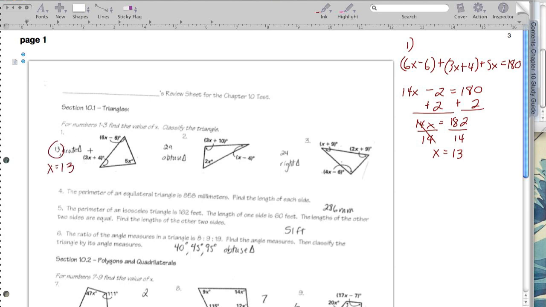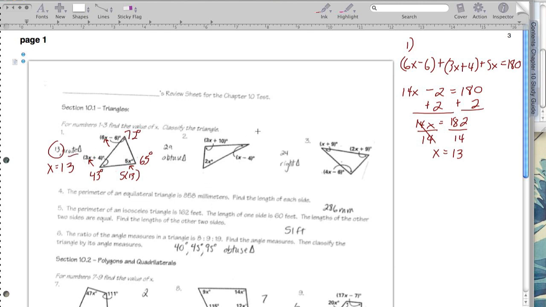Now they also want us to classify the triangle, so that means I'm going to have to substitute 13 in for x in each of these angles. So I'm going to substitute 13 in here. 5 times 13, and that's going to give me 65. So this angle is 65 degrees. This is going to be 6 times 13, and then minus 6. Substituting 13 in for x, this one's going to be 72 degrees. And then here I'm going to do 3 times 13 plus 4. And that's going to tell me this is 43 degrees. So I have a 65, 72, 43. They're all less than 90. It's an acute triangle. Okay?